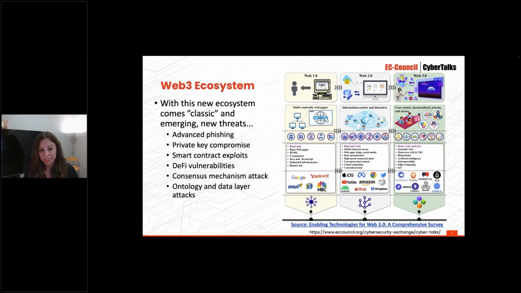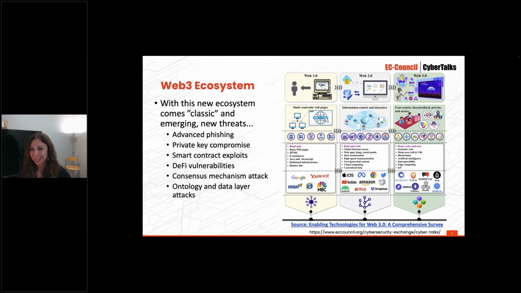Consensus mechanism attacks and ontology and data layer attacks. This would be more specific to, for example, semantic web and being able to corrupt data sources that are the underlying layer where the machine automation is referring to that particular data set, and that data set may have issues with integrity and other problems.